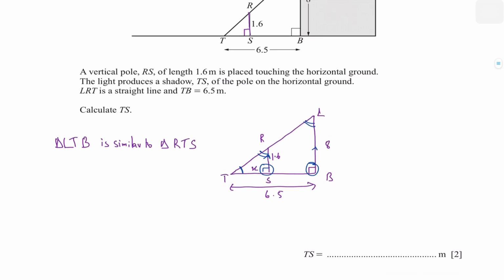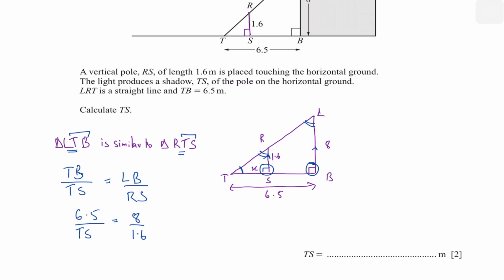Let's take LT. Do we have LT? No, we don't, so we ignore that, and for the same reason we ignore RT. We start off with TB, and divide it by TS, and this ratio is the same as LB upon RS. TB is 6.5. What's TS? We don't know. In fact, that's exactly what we have to figure out. This ratio is the same as LB, which is 8, upon RS, which is 1.6.